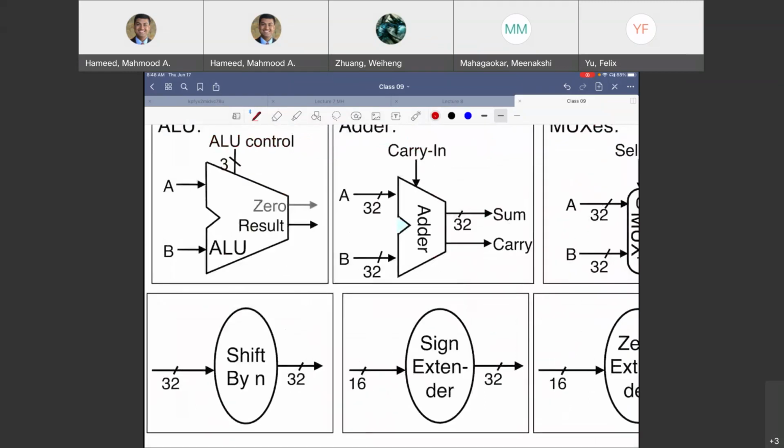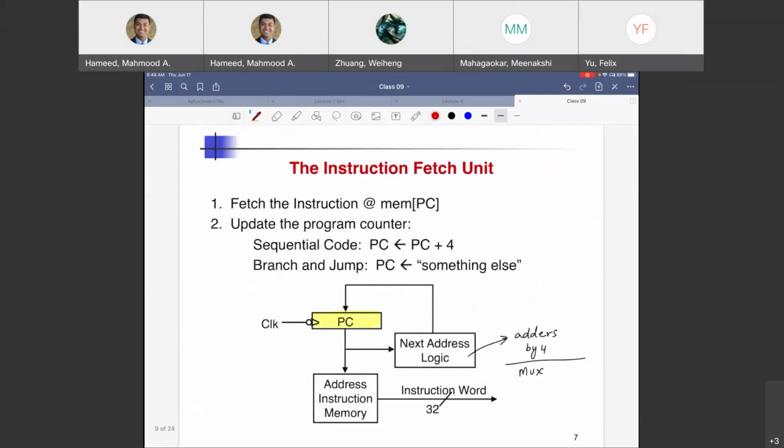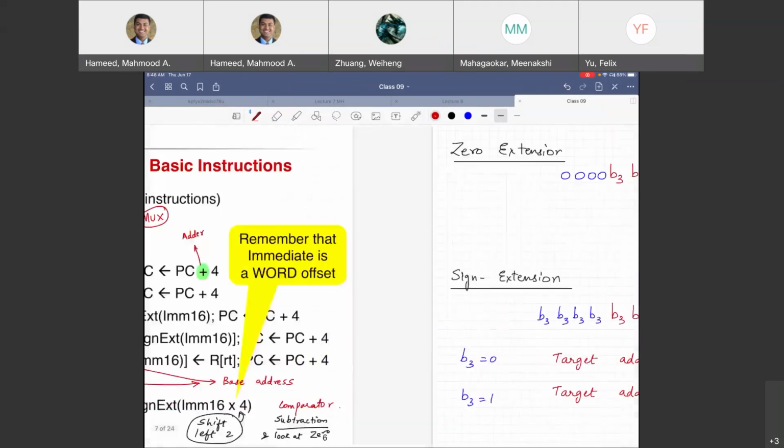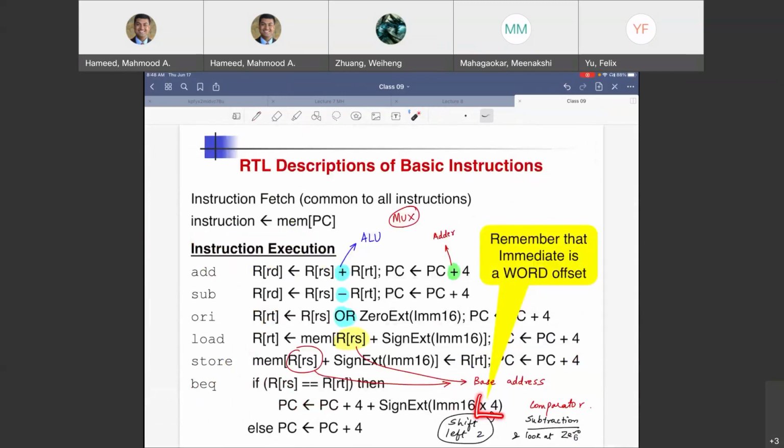Now, next, shift by n. Why do we need shift by n? Multiply things by 4. Why is the input 32 bits and the output 32 bits? Right. So if I go back, that shift by n module is used to do this. You had already done the sign extension, so the sign extension output was already 32 bits. You just need to move it left. That's what multiplies it by 4.